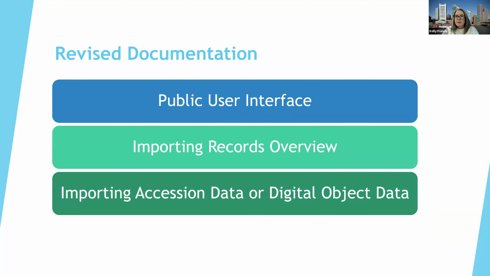Some of the revised documentation completed this term includes the public user interface page to reflect the navigation tree being moved from the right side of the page to the left, and a new feature that allows for a collection with 40 or more archival records to load all at once. Also, the importing records overview page was updated, and the importing accession data or digital object data page was split into 2 separate pages.